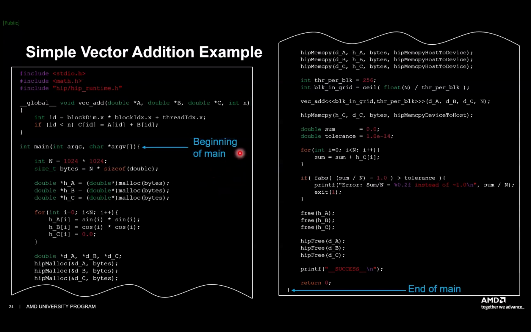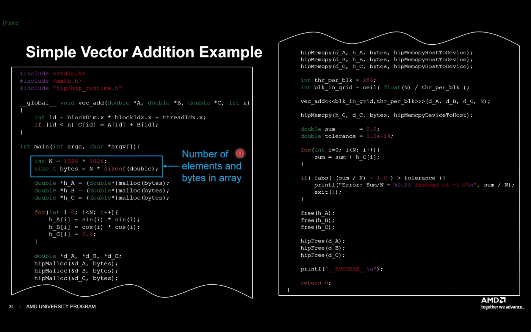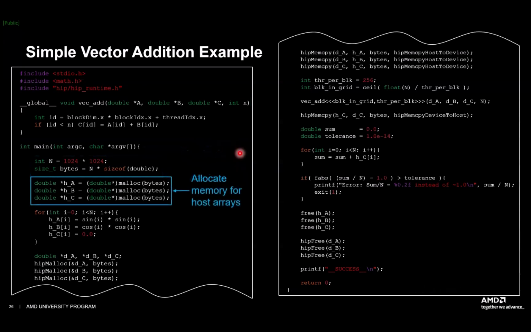So this is the beginning of our main program and the end. This is just C programming. Here we're setting the number of elements of our array and the number of bytes in the array. We allocate memory on the CPU. And I like to prefix my variables with an h underscore when they're for the CPU or for the host. That's just a convention I follow. You can use whatever you want.